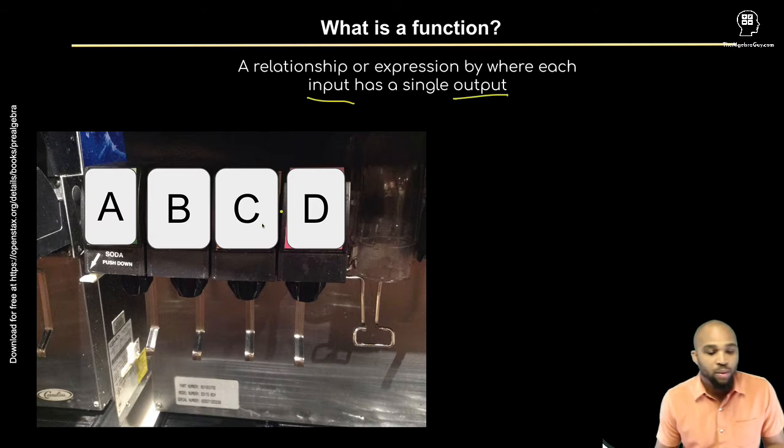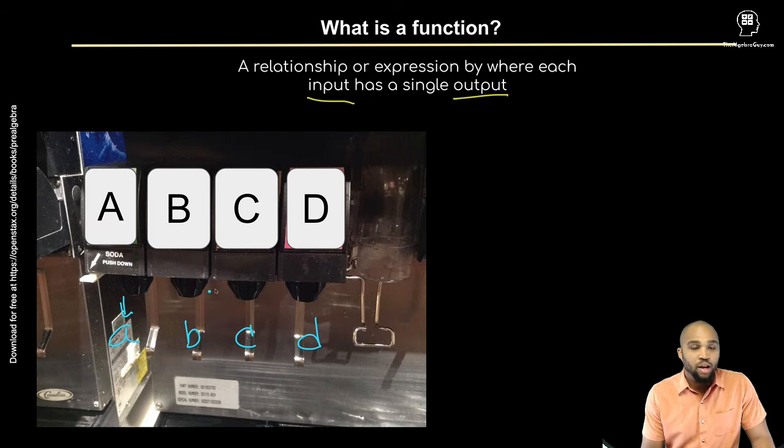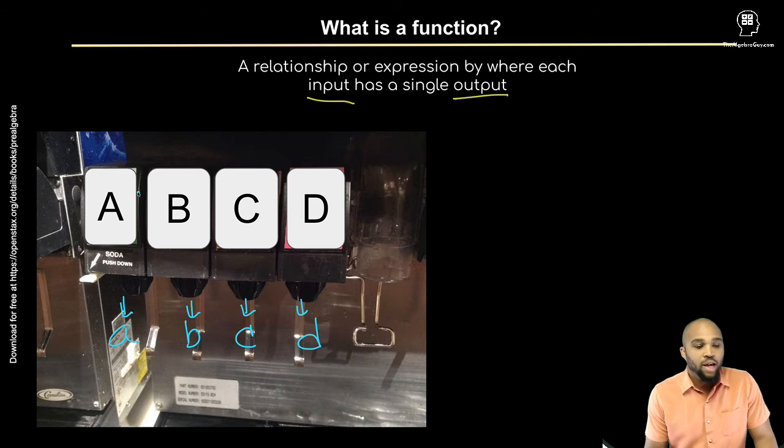Let me illustrate what I mean. If you press the A button, you want a soda A, you should get some kind of drink, right? So let's call that little a. And if you press B, let's say we get the little letters. So we'll do A, B, C, and D. You press this button, you get little a. Yay, that's what I wanted. You press B, you get little b. Yay. So you're happy, right? That's the way a function works.